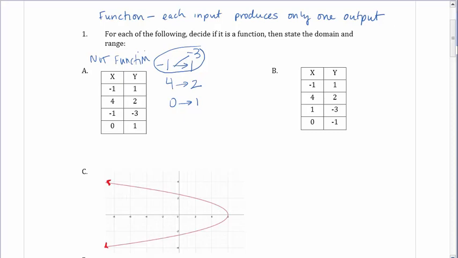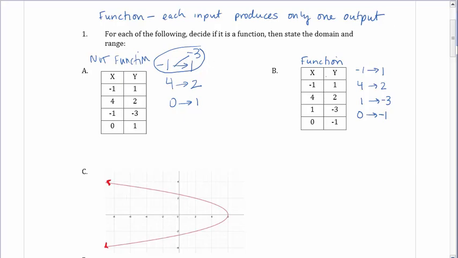For the second one, I see that -1 produces an output of 1, 4 produces an output of 2, 1 produces an output of -3, and 0 produces an output of -1, and there are no two arrows leaving the same input, so this is a function.